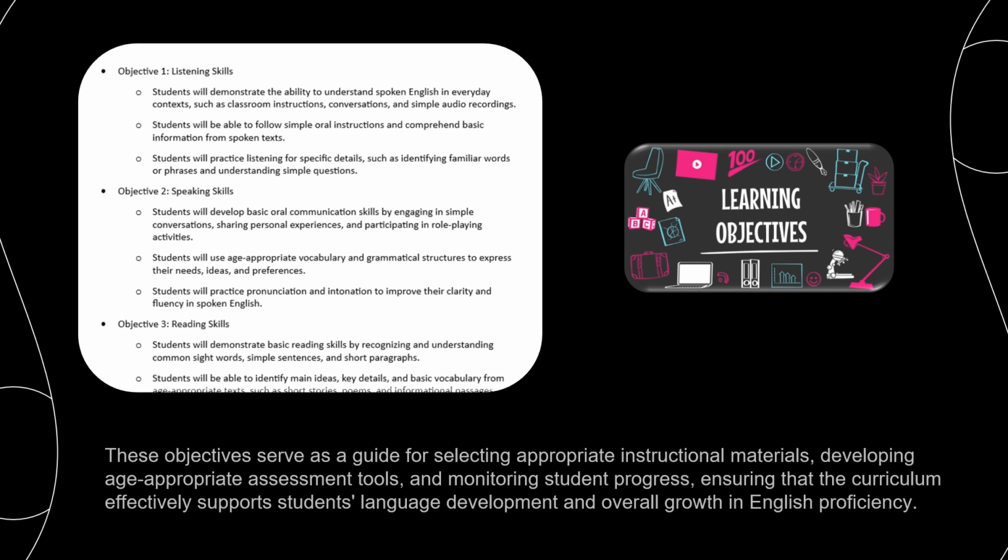Students will be able to follow simple oral instructions and comprehend basic information from spoken texts. Students will practice listening for specific details, such as identifying familiar words or phrases and understanding simple questions. By setting clear and measurable learning objectives, primary school English language teachers can design curriculum units, lessons, and assessments that align with these objectives.